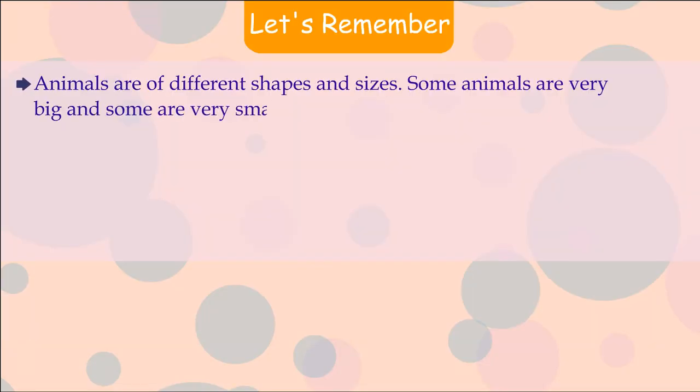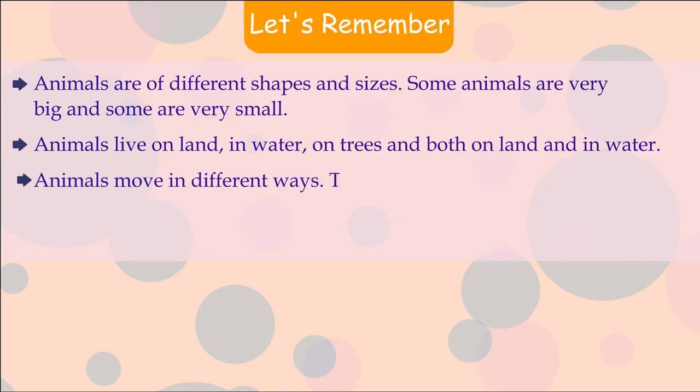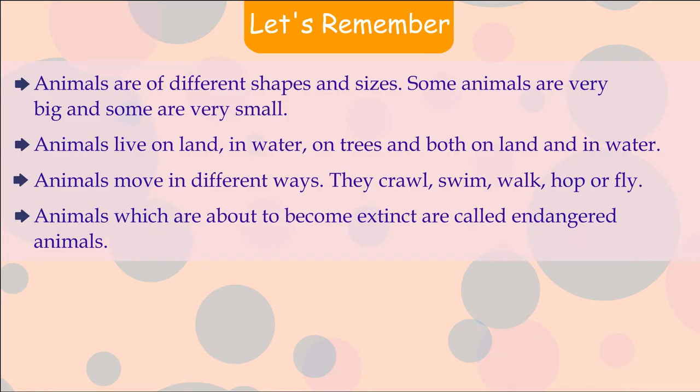Let's remember, animals are of different shapes and sizes. Some animals are very big and some are very small. Animals live on land, in water, on trees, and both on land and in water. Animals move in different ways. They crawl, swim, walk, hop, or fly. Animals which are about to become extinct are called endangered animals.